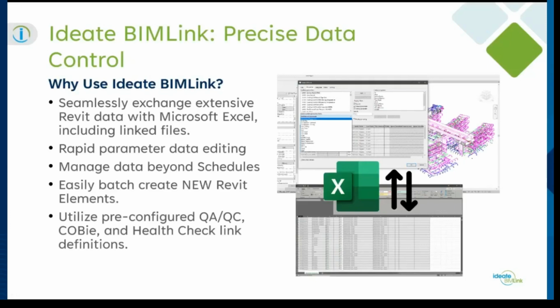Okay, so that wraps up the demo part itself. So why use BIMLink? It seamlessly exchanges extensive Revit data with Microsoft Excel, including linked files. It's useful for rapid parameter data editing, for managing data beyond schedules. It's easy to batch create new Revit elements, and it's useful for utilizing pre-configured QA, QC, COBie, and health check link definitions.